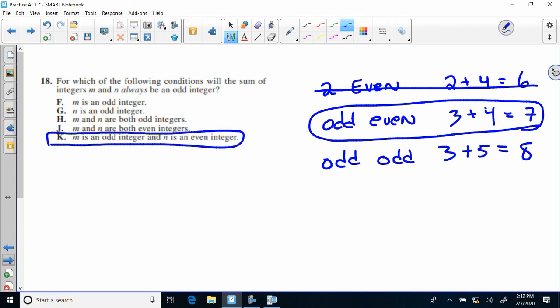So you're just going to go through quickly, because you're speeding through your test, and I get that. You have to work very fast. But just check 2 evens, 2 odds, or 1 even and 1 odd. Those are your only options. Check and find which one works.